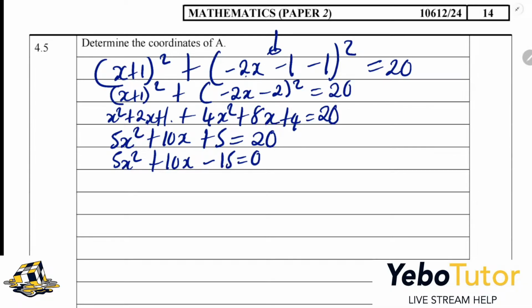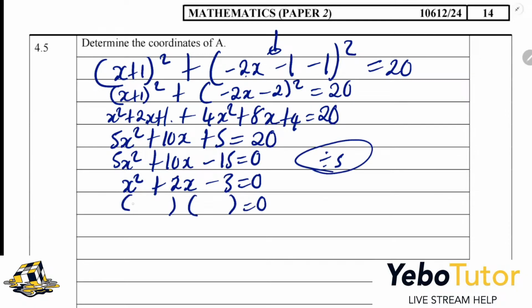Then now we have that. If you divide all through by 5, that will be x squared plus 2x minus 3 equal to 0. Then from there we can now have our factors, two factors equal to 0. So x and x, with negative 3 to get 2, we need to have 3 positive and 1 negative so that I can get the middle term.